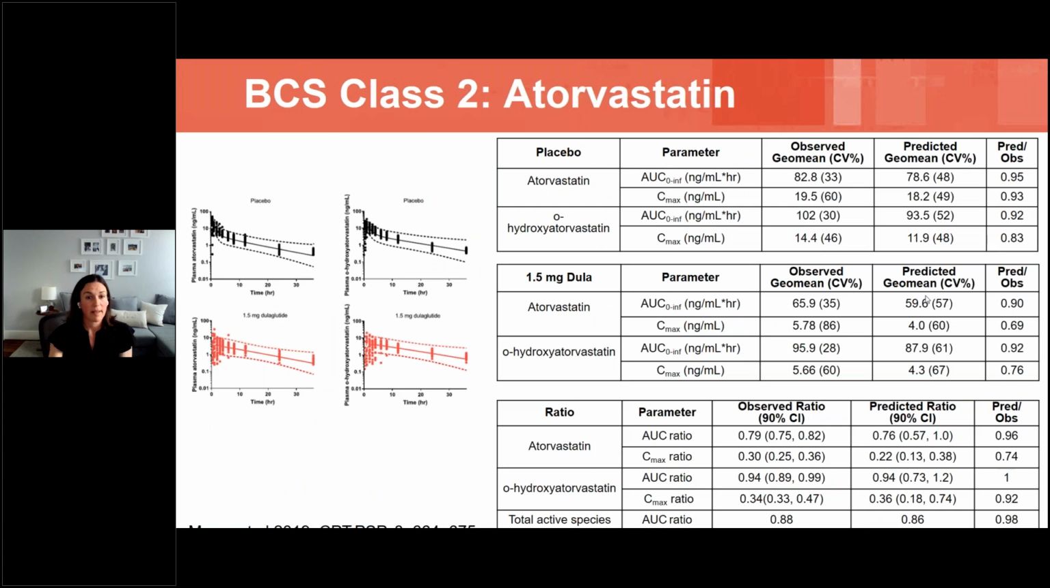And she also was able to reproduce what happens in the placebo concentration time profiles on the top, and with dulaglutide, the concentration time profiles on the bottom. And she was able to reproduce the changes in both AUC and Cmax for atorvastatin, for orthohydroxyatorvastatin, which is one of the active metabolites, and for the total species. So again, I recommend you read the paper. It's quite interesting, and she's a really good writer.